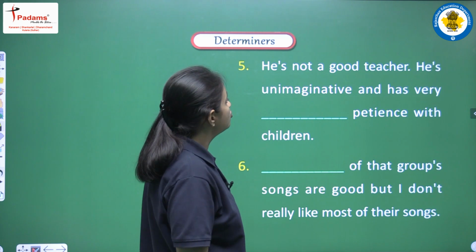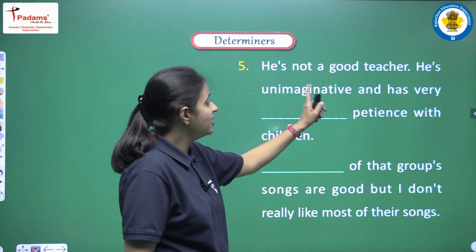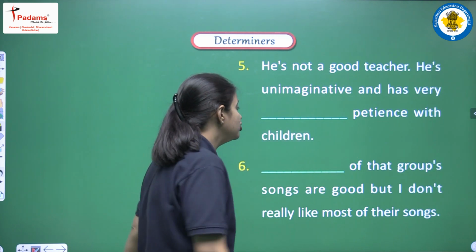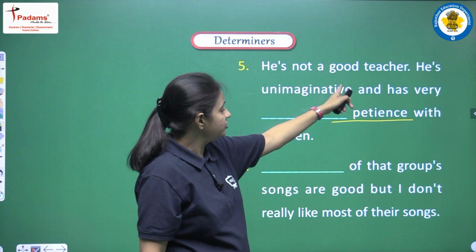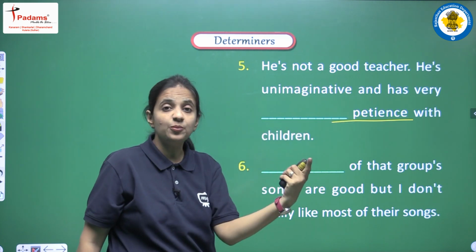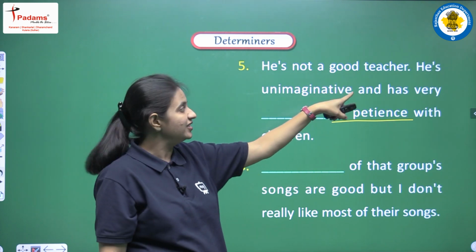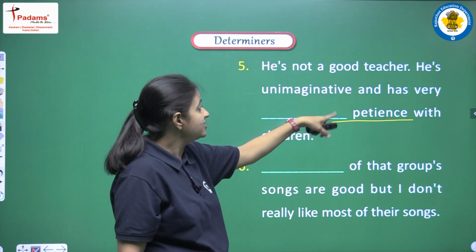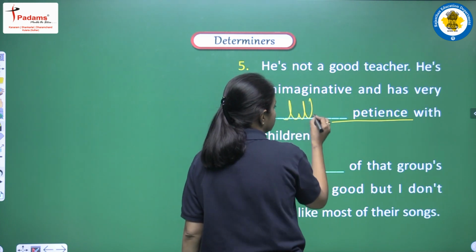Next is: he is not a good teacher. He is unimaginative and has very patience with children. Patience is an uncountable noun, and here we are trying to say a negative meaning, because we are saying that he is not a good teacher. Why is he not a good teacher? We are telling the reasons. He is unimaginative and has very little patience.